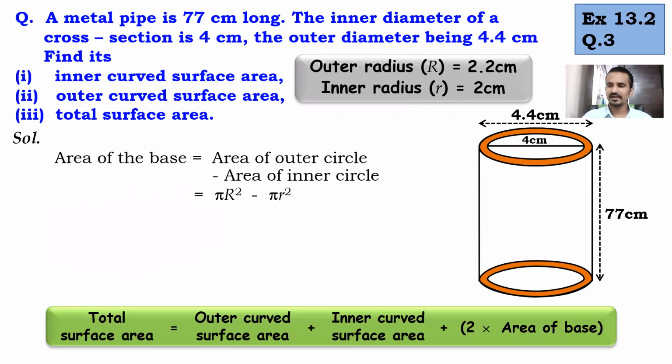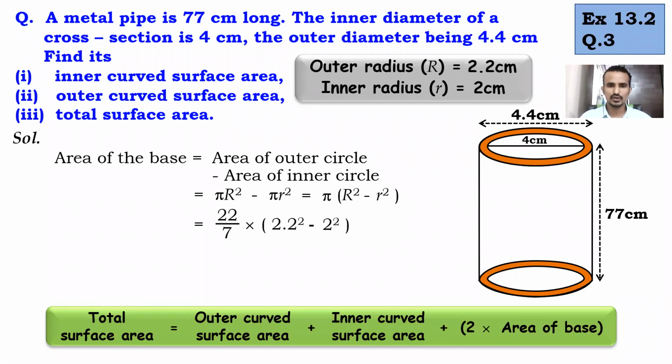Now we can take this pi common, and in the bracket we will write R square minus r square. Then we'll substitute the values, which will give us 22/7 in the bracket, 2.2 square minus 2 square. The outer radius is 2.2, and the inner radius is 2. Now in the bracket, you have to actually do the squaring.